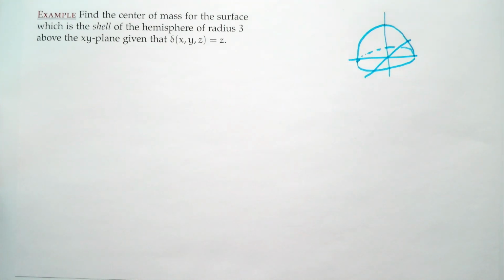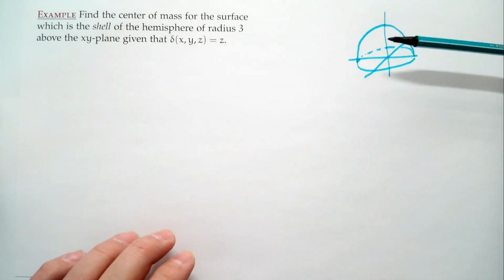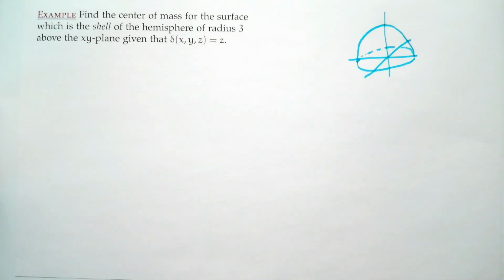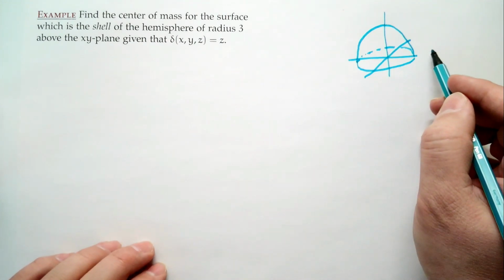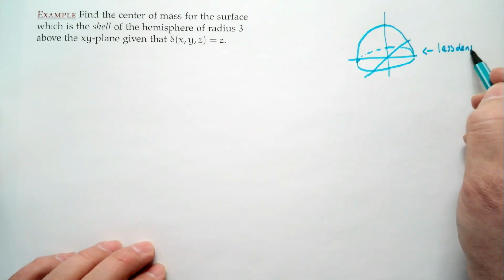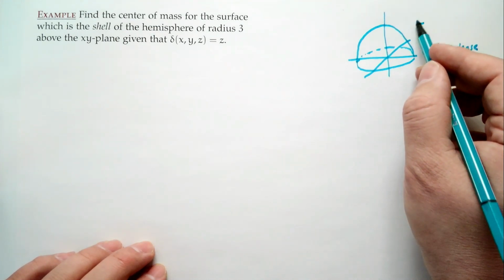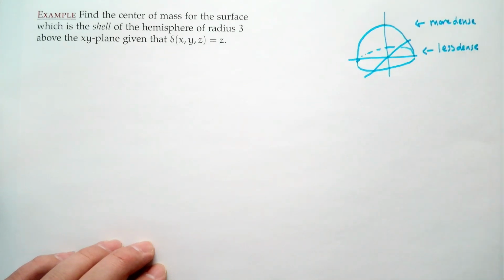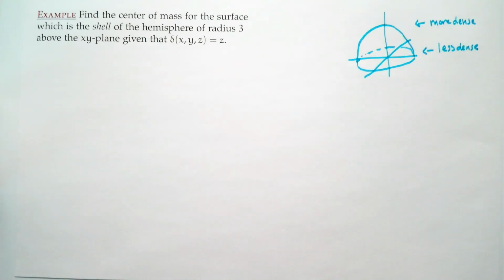And moreover, it doesn't have constant density. So my density varies depending on where I'm at. And in this case, it varies depending on z. So if I'm near the bottom, which is down here, I'm less dense because z is small. If I'm near the top, I'm more dense because z is large. And so the question is, all right, what's going to happen to my center of mass? Where is the center of mass of this object?